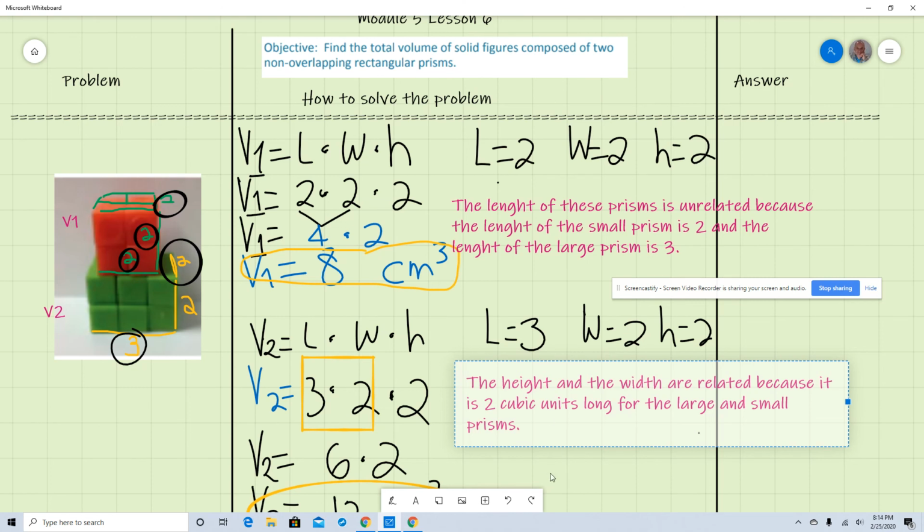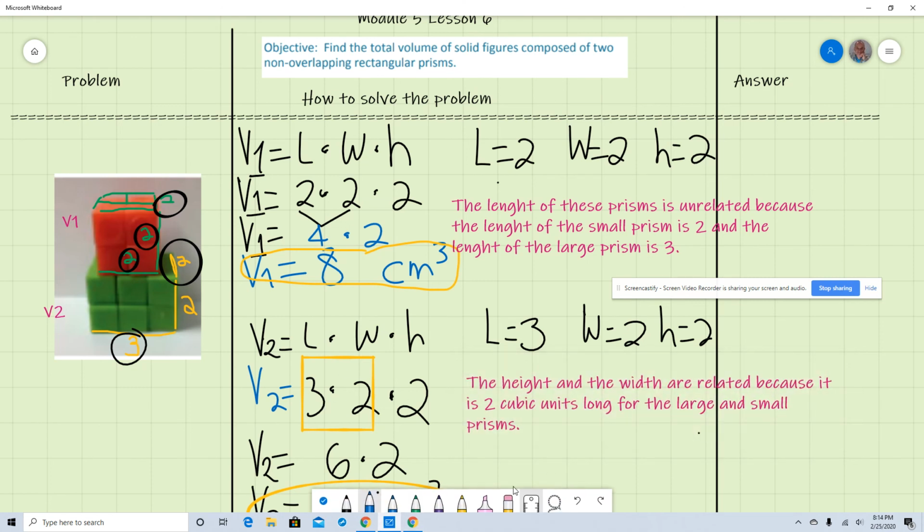So remember, notice what I did: I looked at this information here. I said that the height for this one is the same as the height of this one, and the width of the small prism is the same as the width of the large prism. So that's what they have in common here. And before that, I showed you that what they don't have in common is the length. The length is 3 for this one and 2 for this one. And notice that I gave you the measurements, so make sure you write that information, because that's what I expect from you.